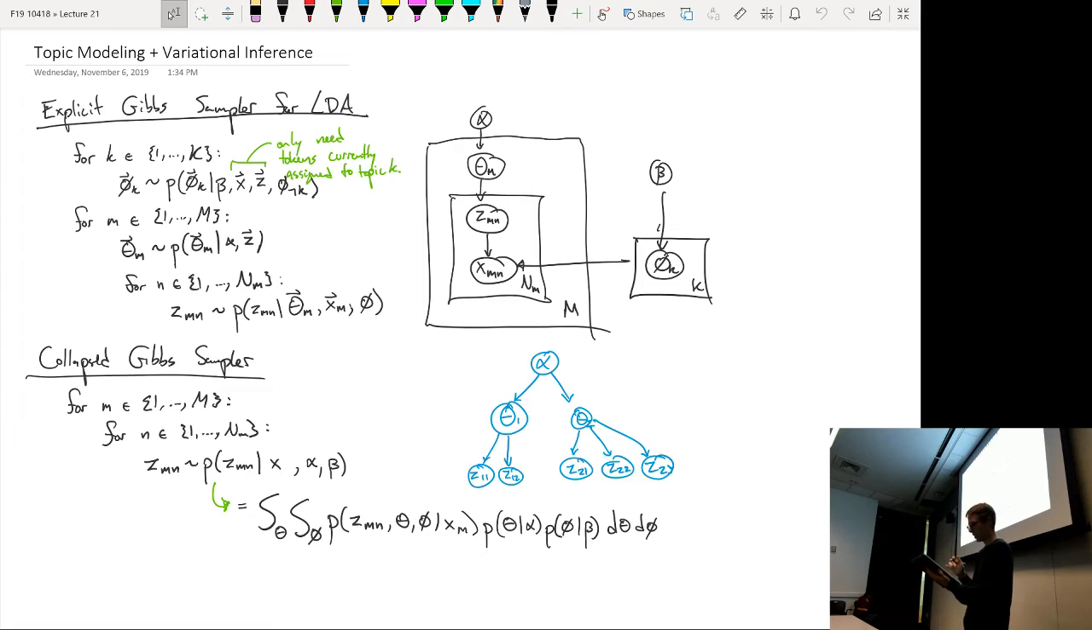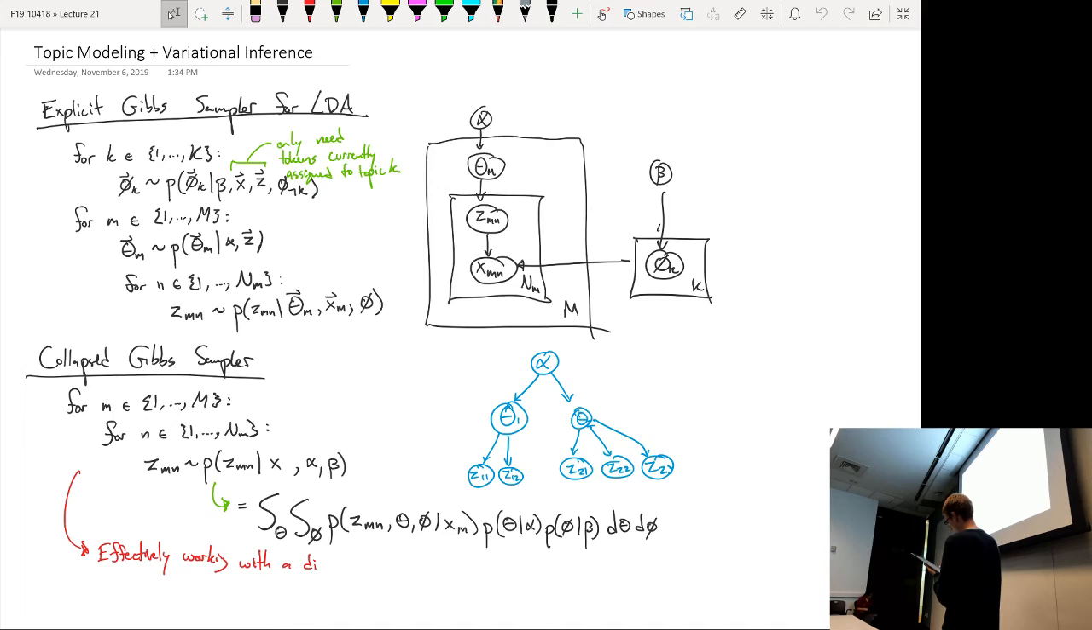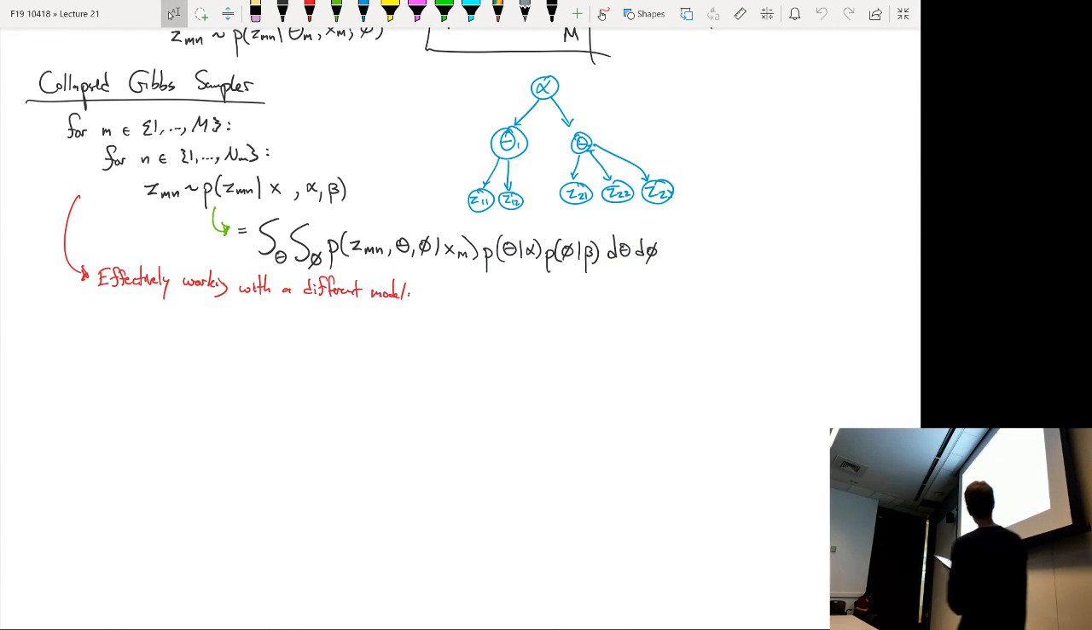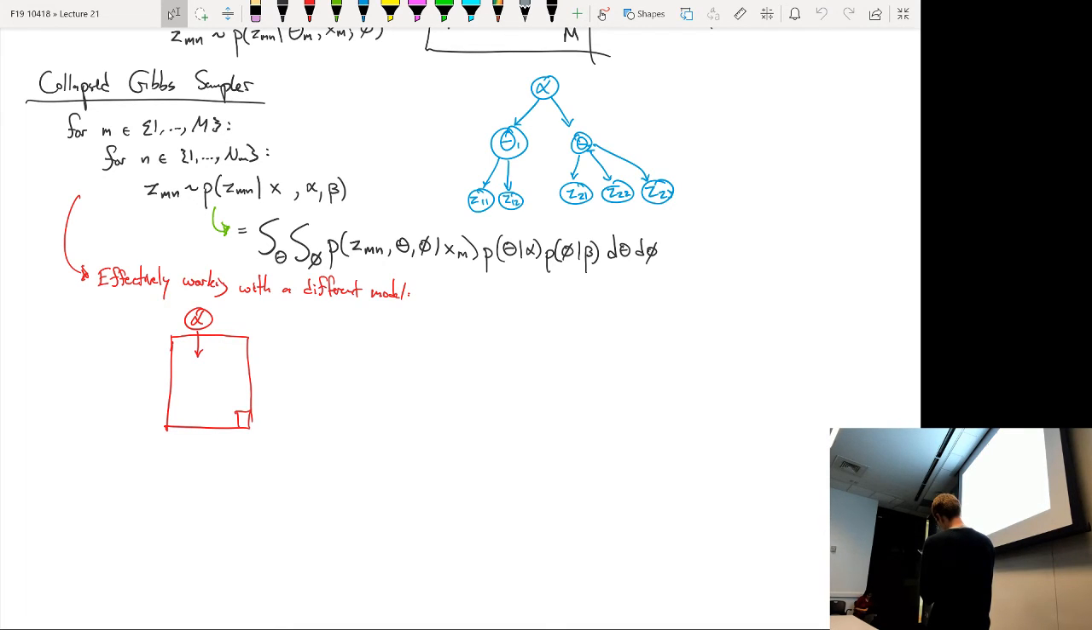So effectively, what we're doing here is working with a slightly different model. And the different model we can express as a Bayesian network where we still have hyperparameters alpha, and we still have this notion of documents, but now alpha is directly influencing the z's and the x's. And the x's are directly being influenced by the hyperparameters beta.